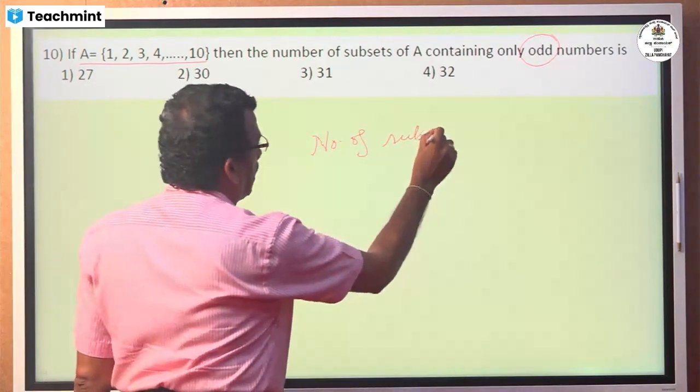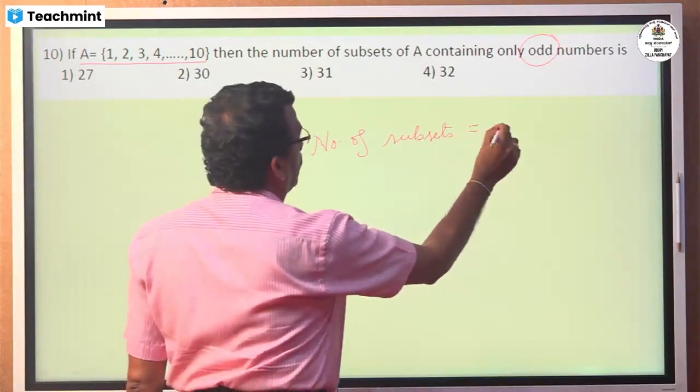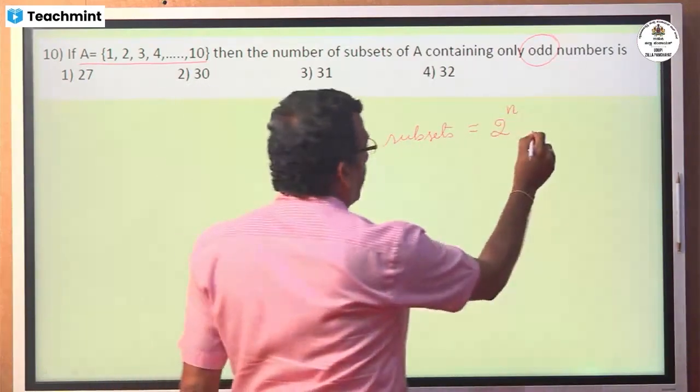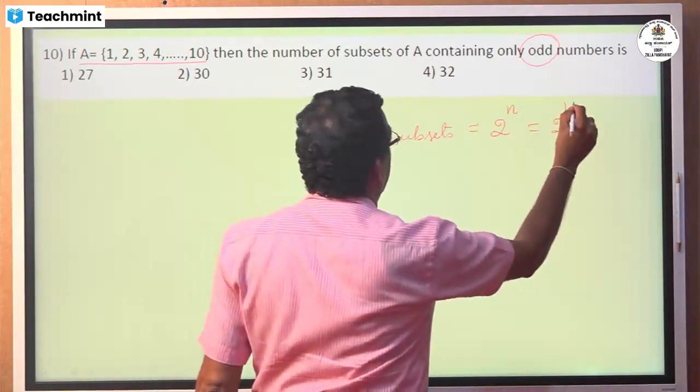You know that number of subsets is equal to 2 to the power n. Actually 2 to the power of n is what? 2 to the power 10.